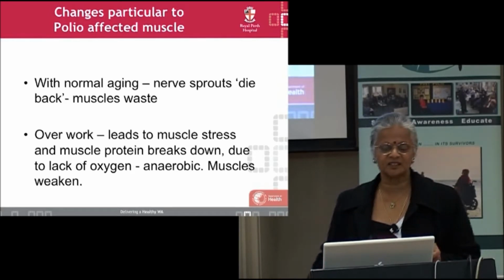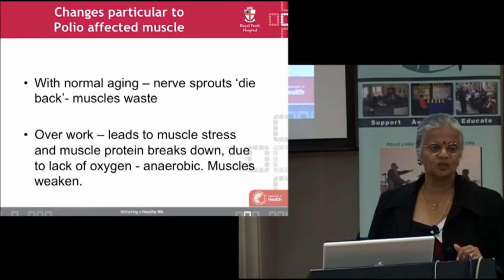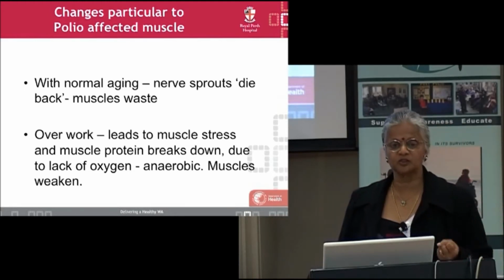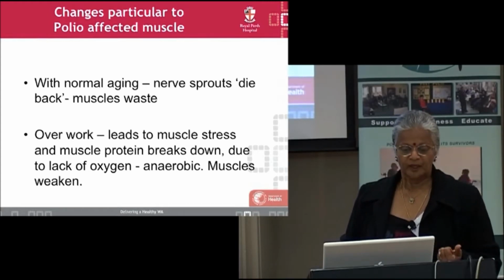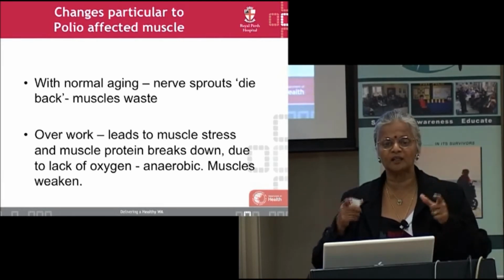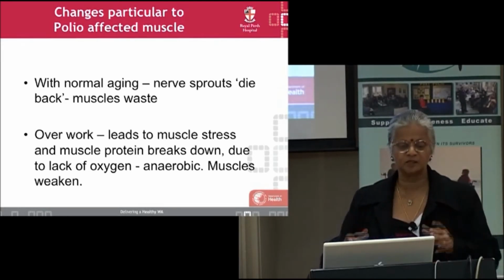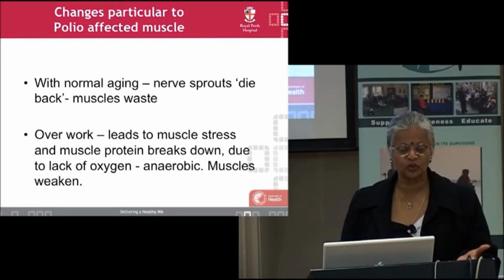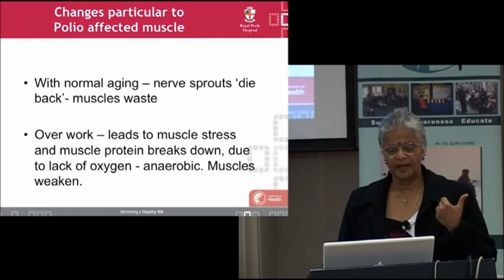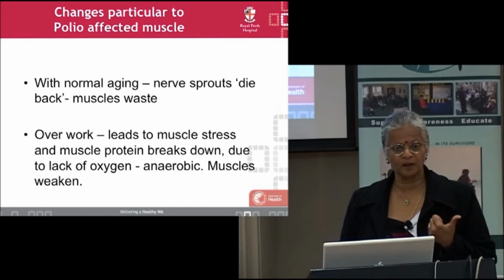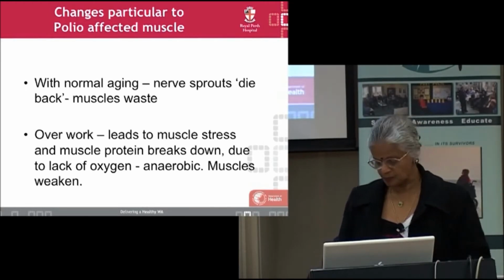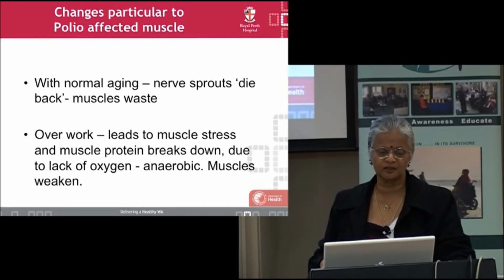Overwork leads to muscle stress and muscle protein breakdown. So if you stress, what is stress? When I feel tired, when my muscles cramp, my muscles stop working, those are all stress. And that stress is due to your protein in your muscle. Remember I said, without protein the muscle can't build. That protein is being broken down. If you don't have enough oxygen going through your system, the protein is being broken down. Okay? So aerobic and stress. Aerobic is what maintains your muscles. Stress is what breaks it down. And if you stress your muscle, it weakens.